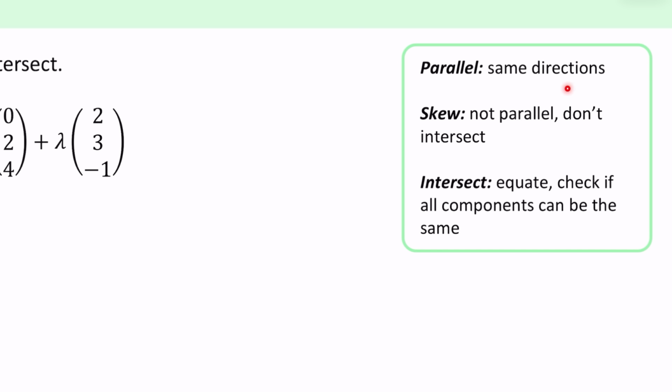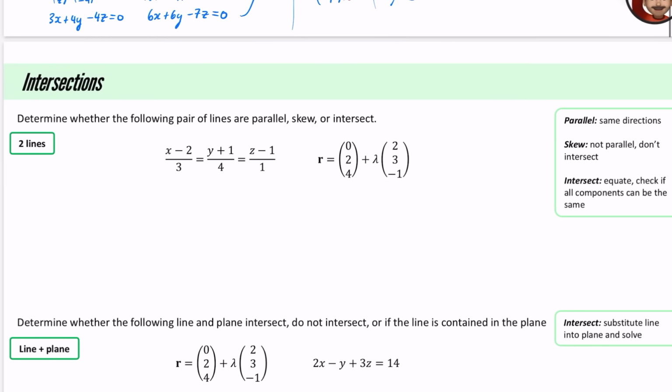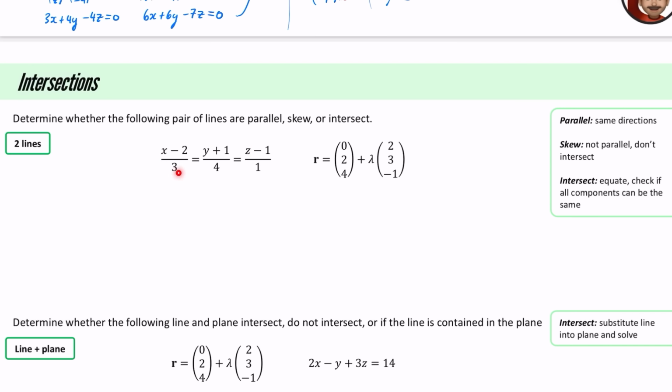Obviously, parallel lines don't intersect, do they? If they do intersect, you equate those lines and you check if all of the components can be the same. If they can't all be the same, then they're not going to be in the exact same place, so they can't be intersecting. Okay. I think what I'm going to do is get this out of the Cartesian form. I prefer it in that vector form. I think that's a little bit easier for us to deal with.